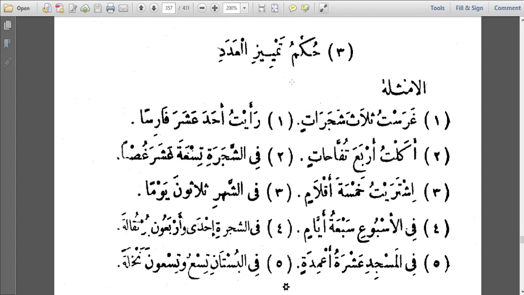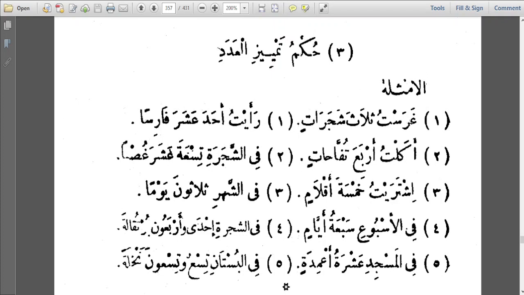As we saw in the main topic at تمييز, we realized that there is تمييز that comes for عدد also. So the numbers, sometimes they also come as مميز, that they require تمييز. And so here we are going to look at the nature, or the grammatical rulings, of the تمييز of the عدد. Here we have the حكم تمييز العدد, basically.